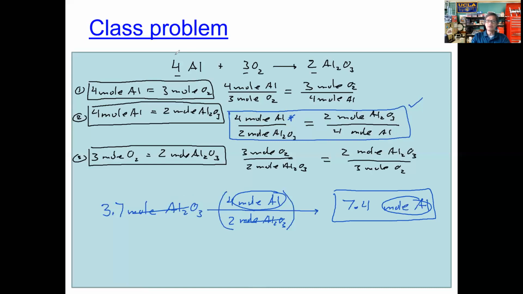So you go up here and you just find the coefficient for aluminum. You find the coefficient for aluminum oxide, and then you just plug it in so that the aluminum oxide cancels out, and the moles of aluminum is what you end up with. So again, you will come up with this exact mole ratio here without having to write out all of these here. Okay. So what I would like you to do is practice that, folks.